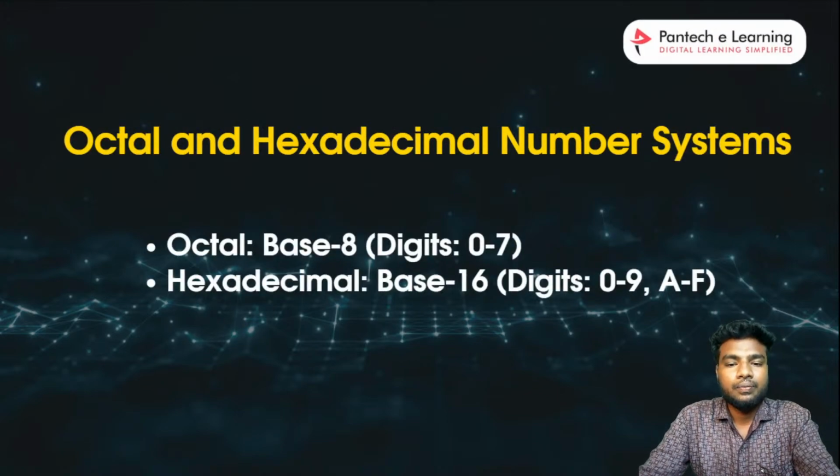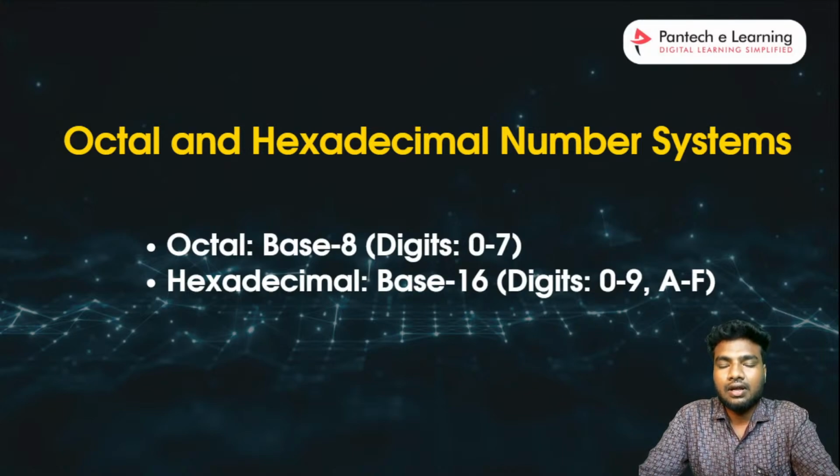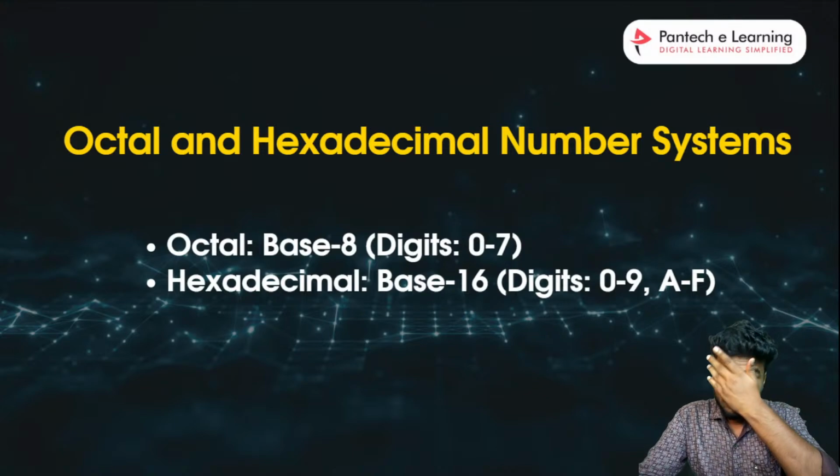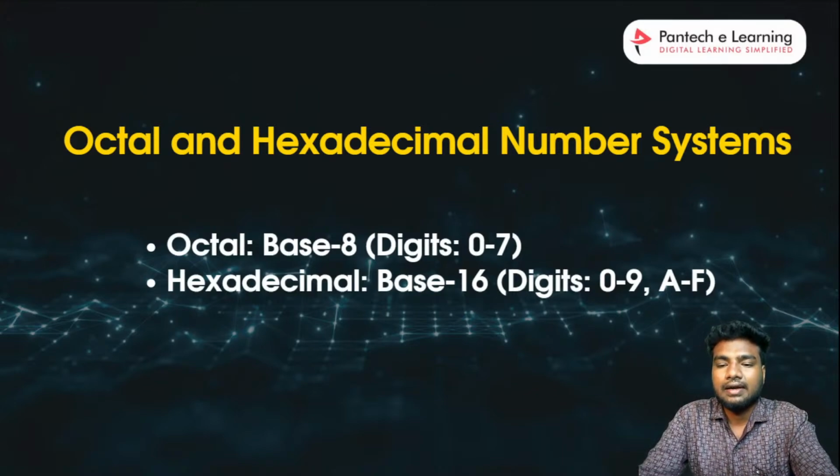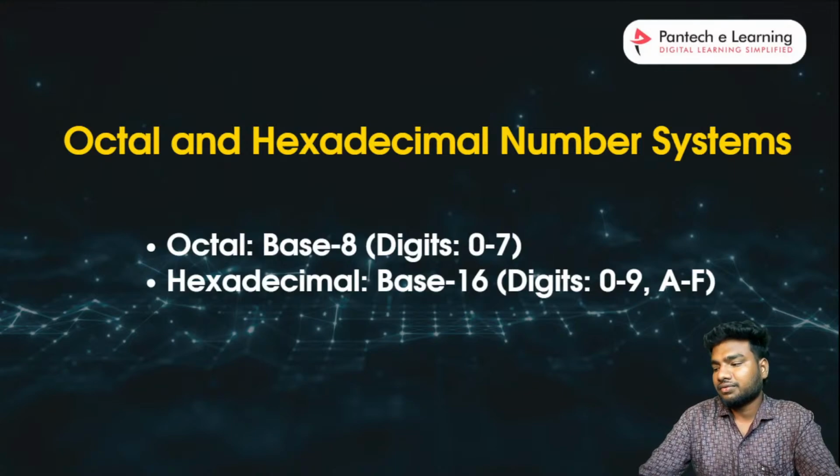Octal means base 8, it has 0 to 7. Hexadecimal means base 16, it has 0 to F. From 0 to 9 we know that is decimal. After that come 10, 11, 12, 13, 14, 15, which we write as A, B, C, D up to F. So if you write in hexadecimal, you have to follow this rule, 0 to F.